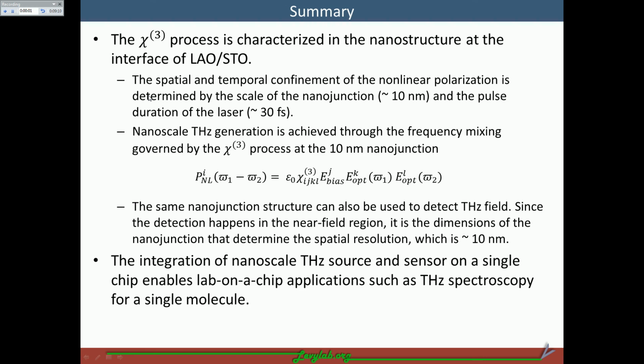So as a summary, we identify this third-order nonlinearity in the oxide nanojunction structure, and we also demonstrate that by using this nonlinearity, we can generate and detect the terahertz field.